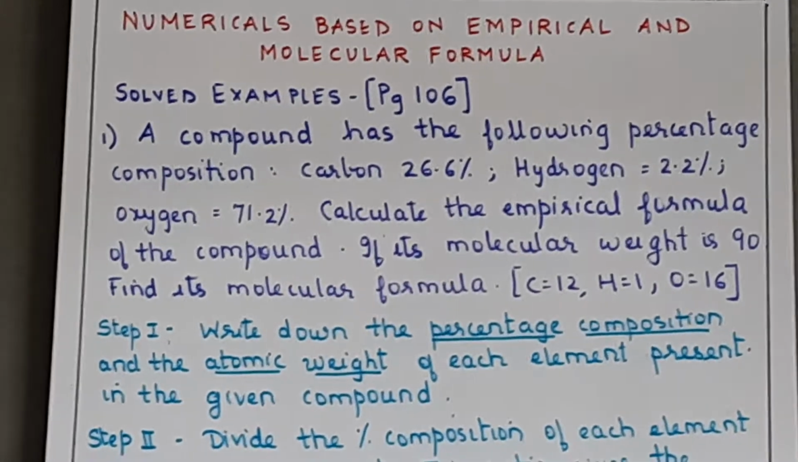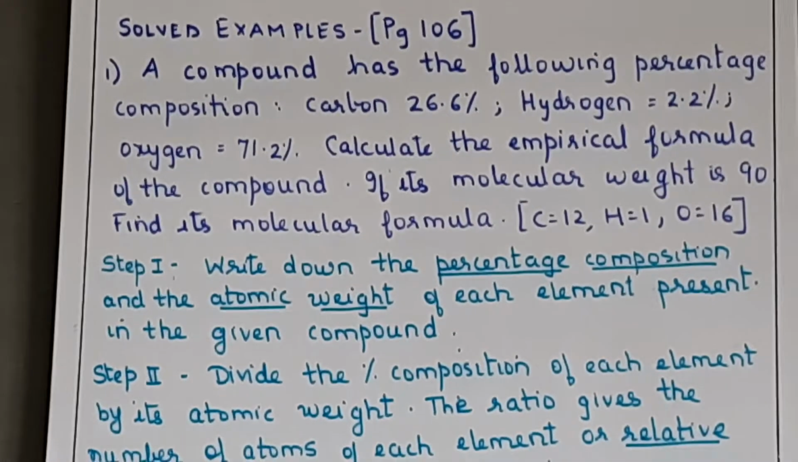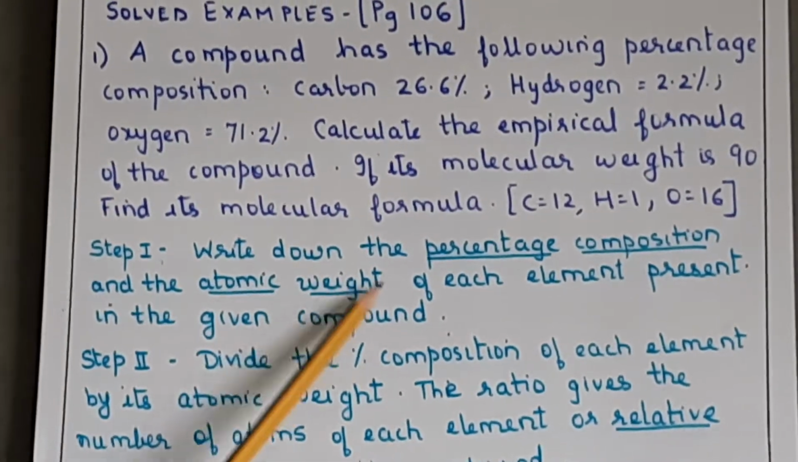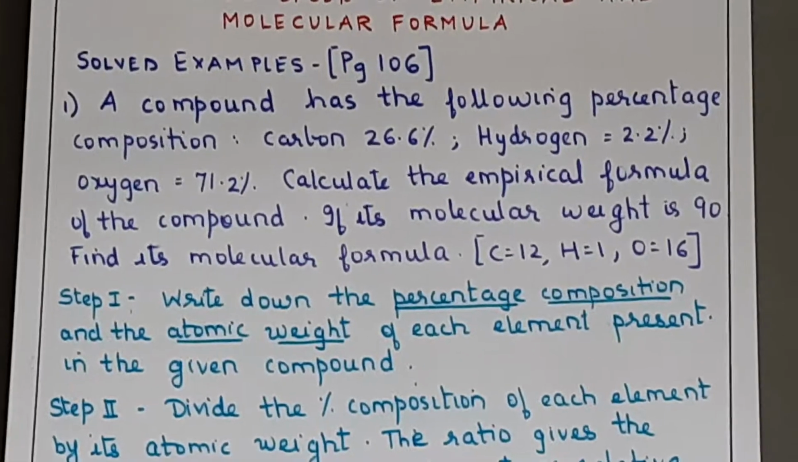Now what are the steps involved, how are you going to approach this sum? First step is you are going to write the percentage composition and atomic weight of each element present in that compound. Means you are going to make a tabular form.